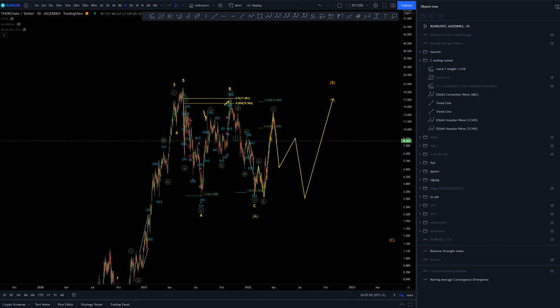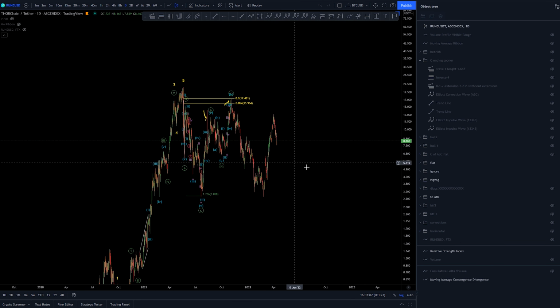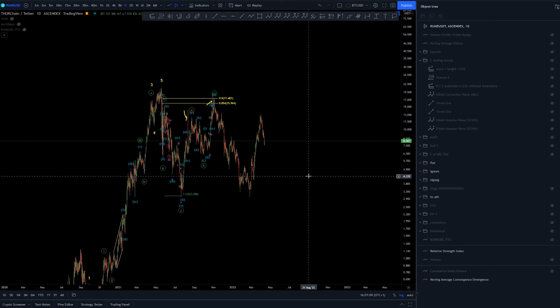But yeah, those are the 2 basic bullish and bearish scenarios, a couple of different variations on both, and I think that's all I wanted to share today.